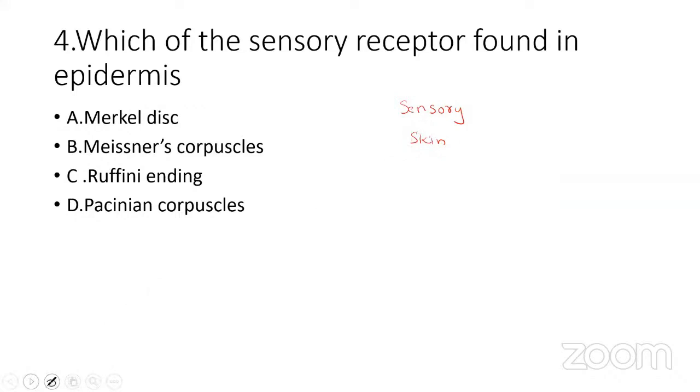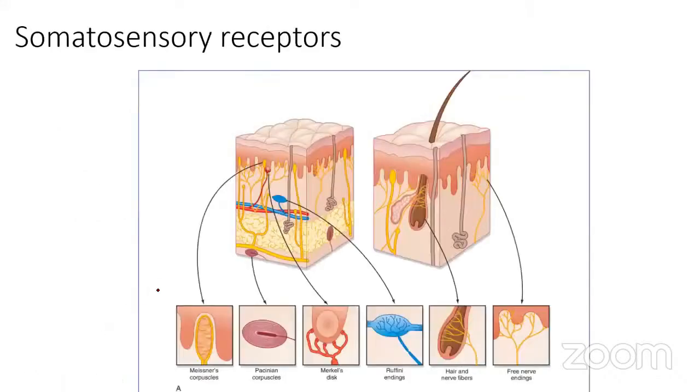Let's try to understand their location. These are the sensory receptors. All the receptors are present in the dermis except one, Merkel's disc. Merkel's disc is a disc-like structure presented here, located in the epidermis. So the only one present in the epidermis is Merkel's disc.